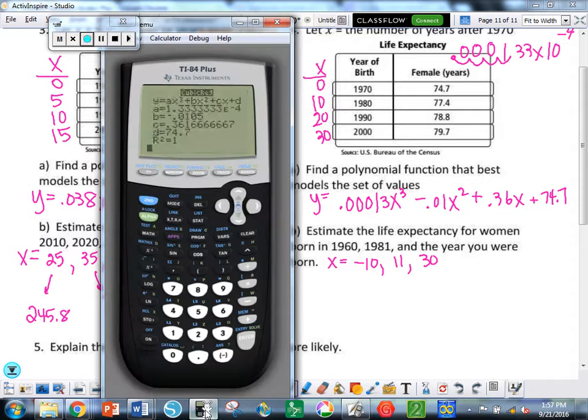Now when I graph this, it kind of looks like a line, right? And I'm not super surprised because this is a very small number. I could almost get rid of it, and if I did, that would be linear. So I'm not surprised that it kind of looks linear. This is a way stretched out function, right?